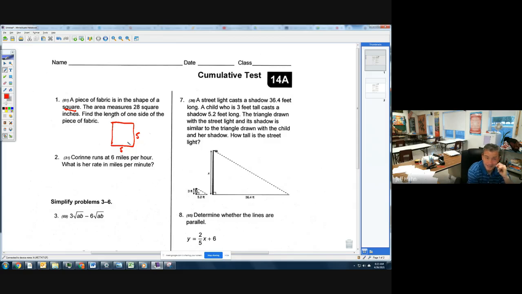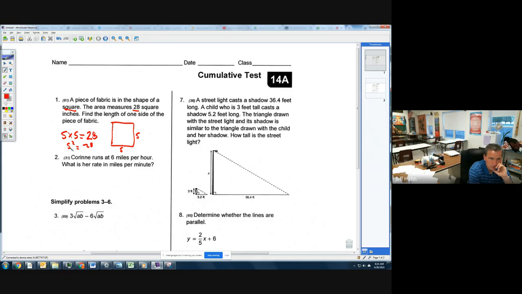So we'll pick the letter S to stand for side. I know that's a stretch for you, but that's the way it is. How do we find the area of a square? We multiply the two sides together. So side times side has to equal this 28, which means, boys and girls, S squared equals 28.